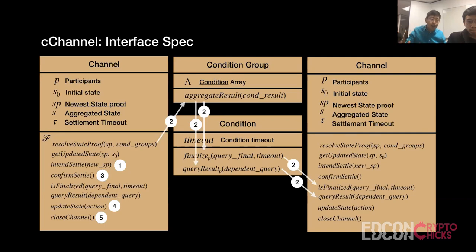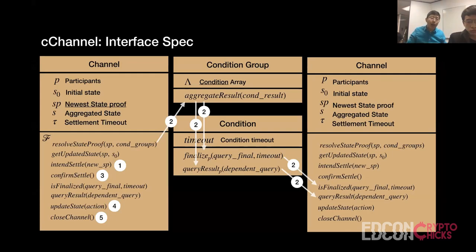Now, after that, you need to inject the most recent state, like what does the board look like? What is the last agreeable state between these two parties to the smart contract, right? Then you take that state and call intent settle with the newest state. After that, you trigger a timeout period, a challenge period.